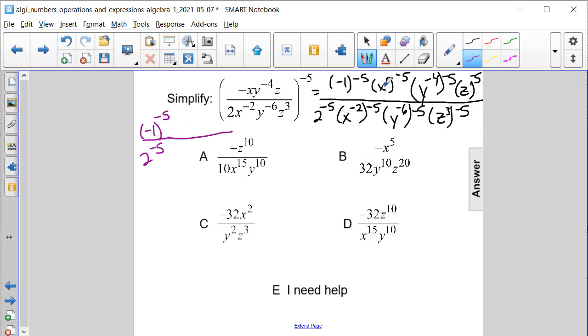But now our x term in the numerator is going to be x to the negative fifth. We're going to have y to the positive 20th, and we're going to have z to the negative fifth. And then our x term in the denominator is x to the 10th, y to the 30th, z to the negative 15th.